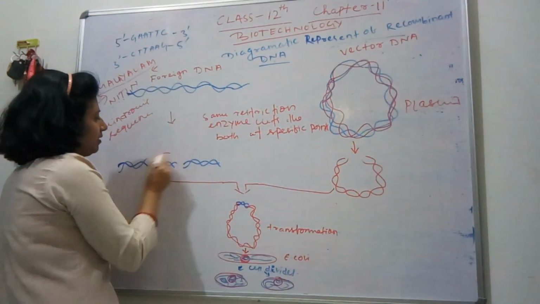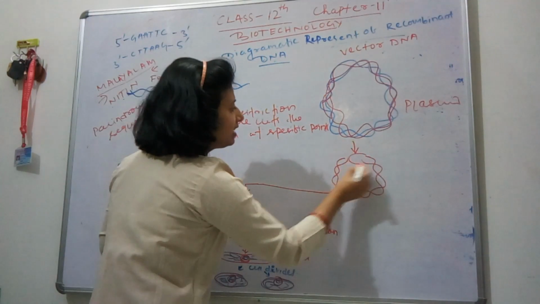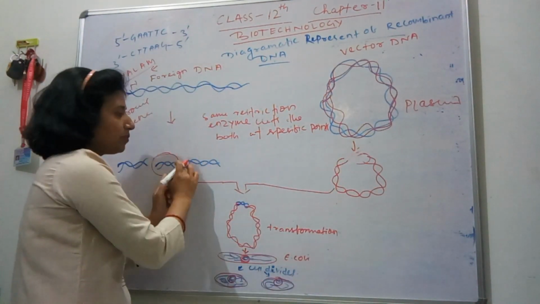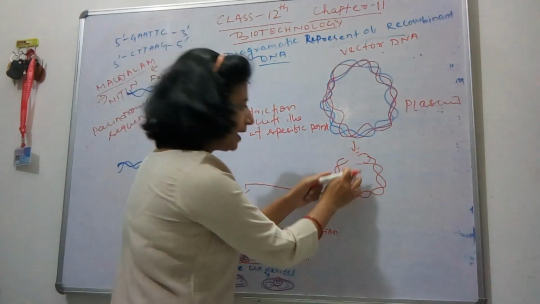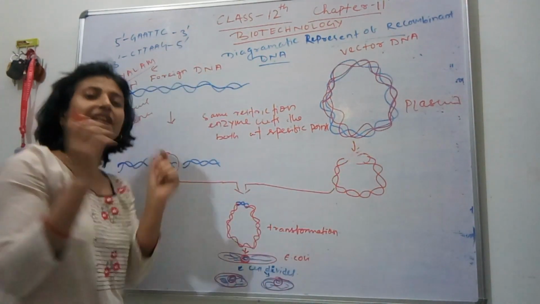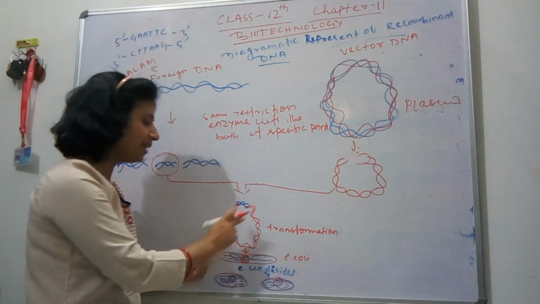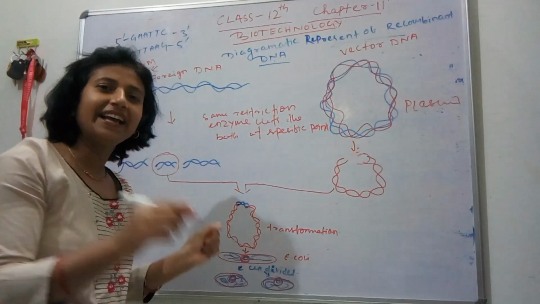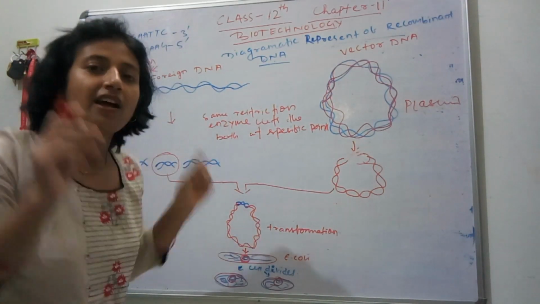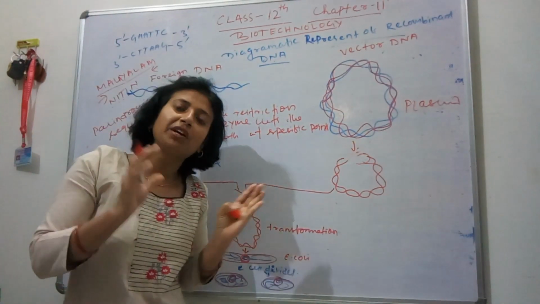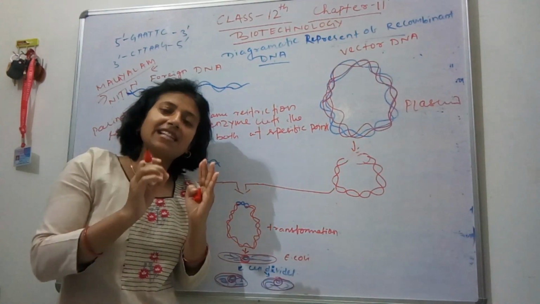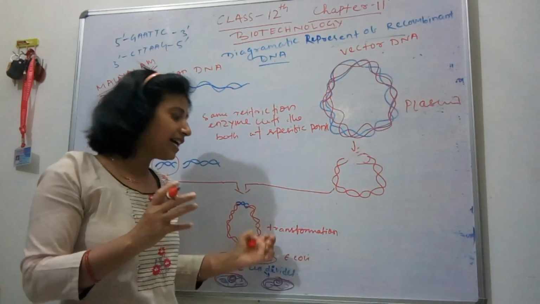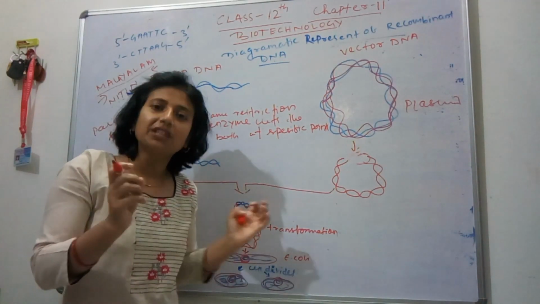This piece is joined here. Here transformation occurs, means the foreign DNA goes towards the plasmid and is joined to it. After receiving the foreign DNA, the plasmid is again introduced into E. coli, because E. coli is used here for cloning. Why is E. coli used for cloning? Because E. coli has a short lifespan and it can make multiple copy numbers. That's why E. coli is used for cloning vector.